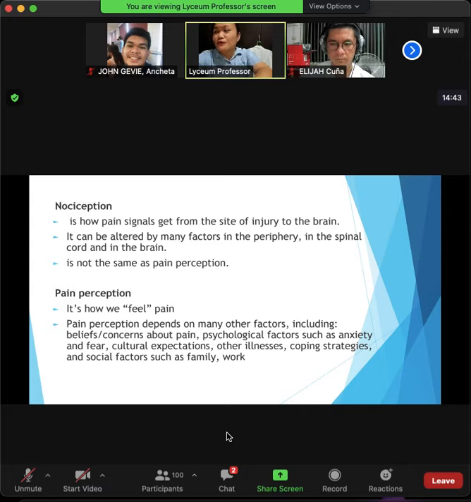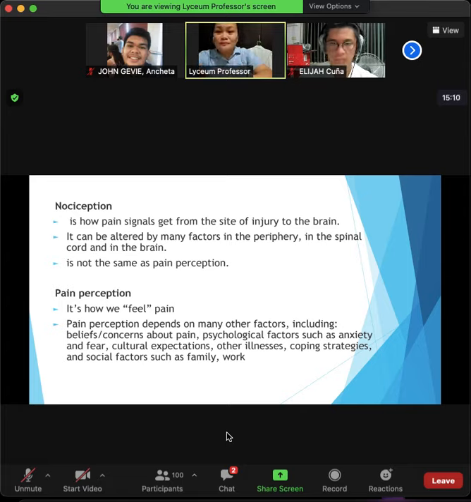Sometimes even if you are already durog na durog, di ba? Pag wasak na yung puso mo, okay pa rin. Pero some people, kahit na konti lang, nakita lang niya yung loved one niya na may kausap, nadudurog na yung puso niya. So, different. Every individual has a different perception of pain. Okay? So, heartache is also pain, di ba?